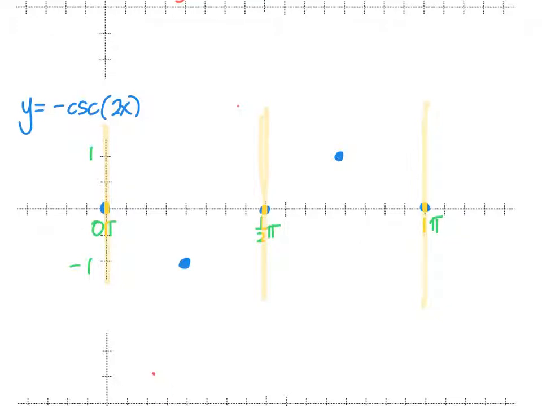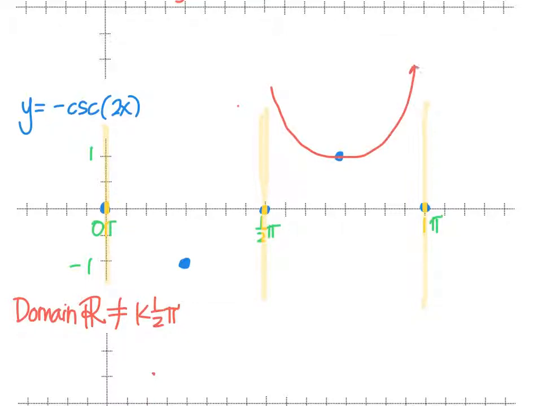So how often is it happening? Every half. So our domain is written because it's happening every half. The domain is all real numbers except k½ pi. Not just k pi, but it's happening every half as often. And then, once you've done that, the domain, you're ready to draw the branches. So you'll have an upper branch, and you'll have the lower branch.